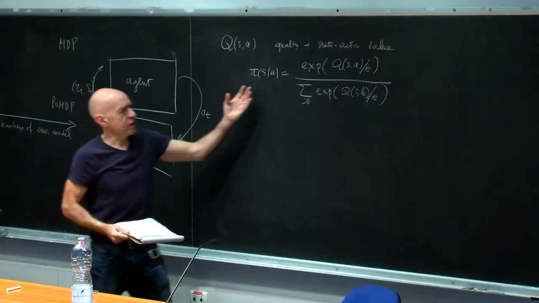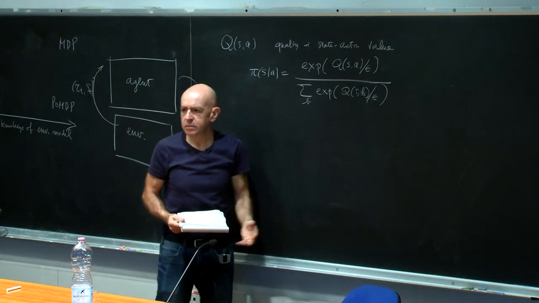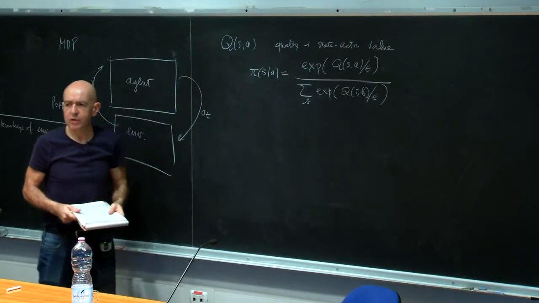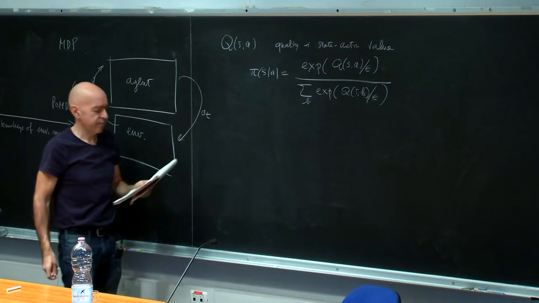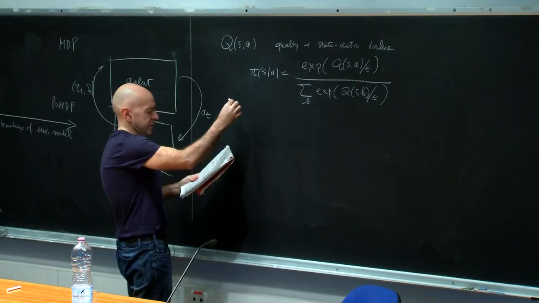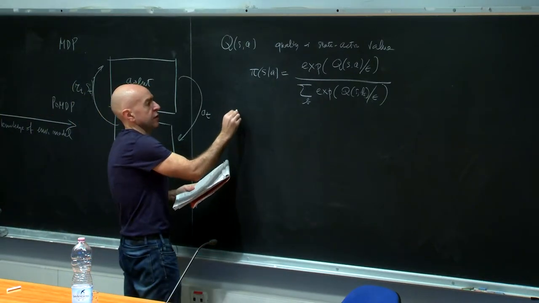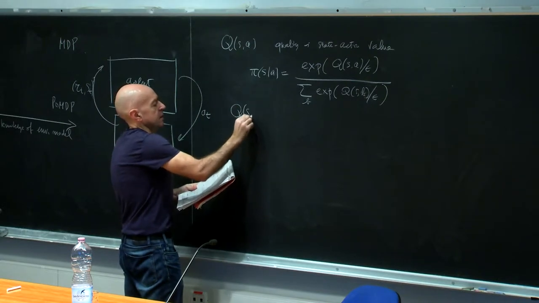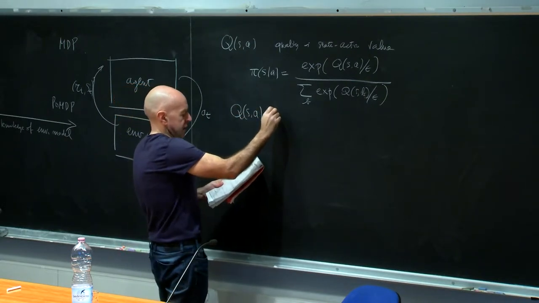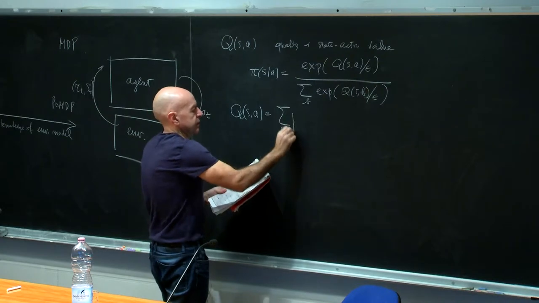And then the second equation was a closed equation for Q, which itself goes under the name of the Bellman equation. And I'm just writing that for you again. This closed equation takes the following form.